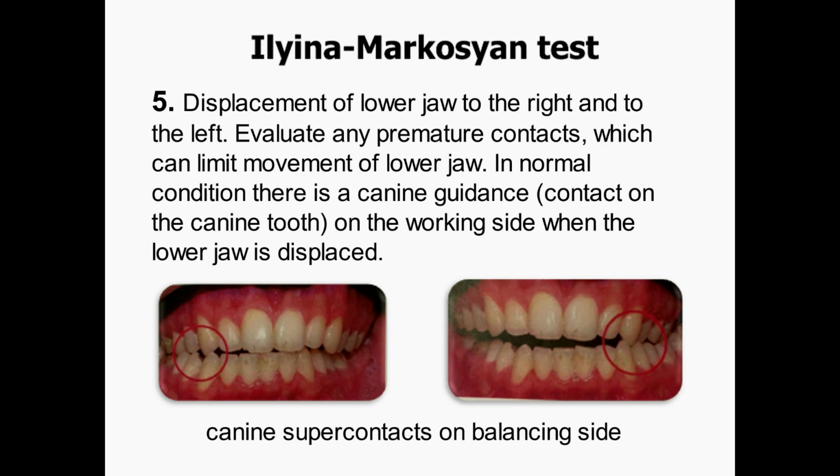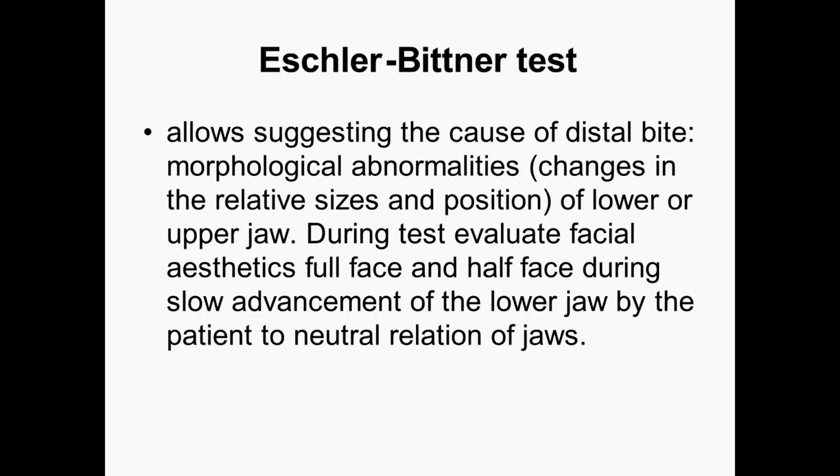Fifth test. Displacement of lower jaw to the right and to the left. Evaluate any premature contacts which can limit movement of lower jaw. In normal condition, there is a canine guidance contact on the canine tooth on the working side when the lower jaw is displaced. Ashler-Bittner test allows suggesting the cause of distal bite, morphological abnormalities of lower or upper jaw.